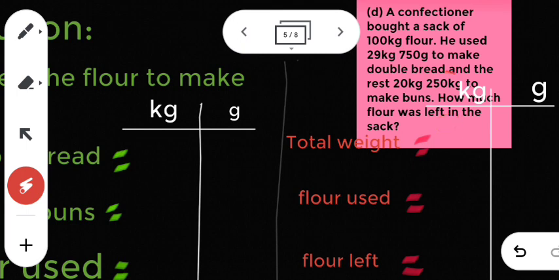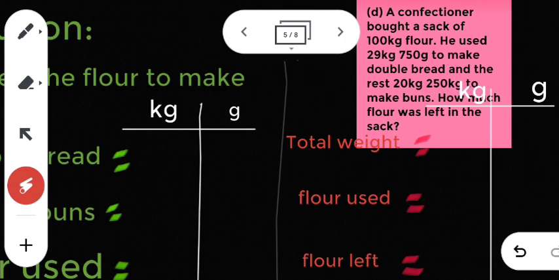But here you must see that we have 3 units of measurements: 20 kg 250 gram, 29 kg 750 gram, 100 kg. So there are 3 measurements we have. But for minus we need only 2 numbers. We cannot minus 3 numbers at a time. You can minus only 2 numbers at a time. Since there are 3 numbers, you must know that there is another calculation also. It is not only minus. There may be multiplication and division also, but here in measurement you are learning only addition and subtraction problems.